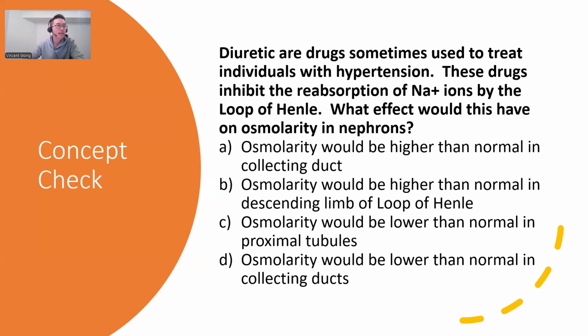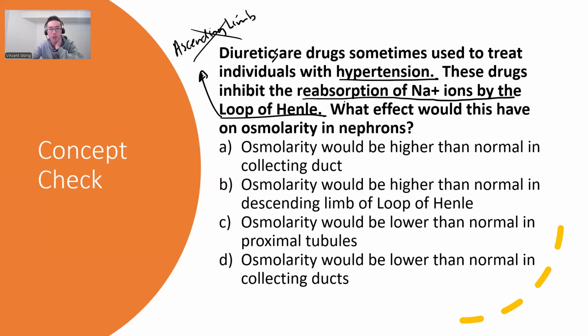Okay, I only have two answers coming in, and it has been a minute and a half. Let's go through this together. Diuretics are drugs sometimes used to treat individuals with high blood pressure, hypertension. These drugs inhibit the reabsorption of Na ions by the loop of Henle. So right away, if I see this question, I'm going to write down, okay, this is going to be the ascending limb. Okay, that's going to be blocked. Okay, what effect would this have on osmolarity in the nephron?